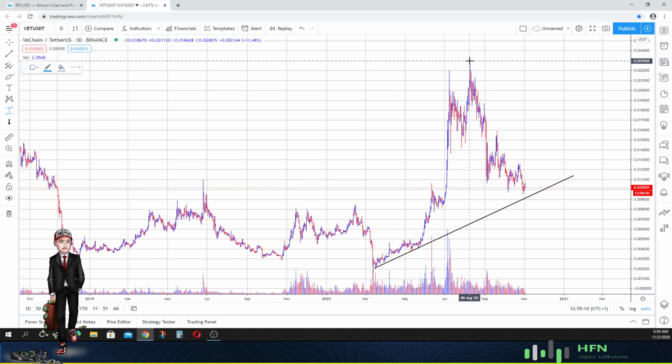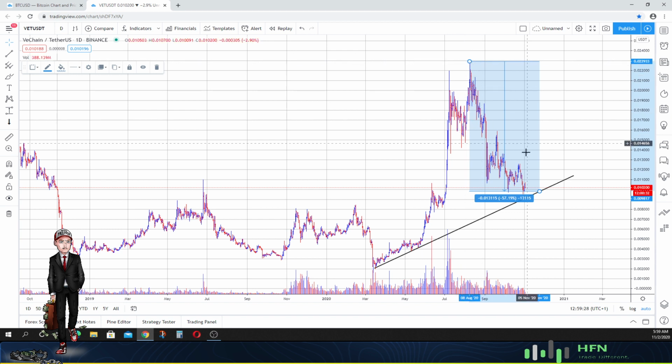Let's go ahead and see how much of a percentage loss or drop that is in VeChain. Just to come back to this ascending line right now, it's about 57% from the market high back in August to where we are right now. And the market is still in that ascending trend. The market is still trending higher.